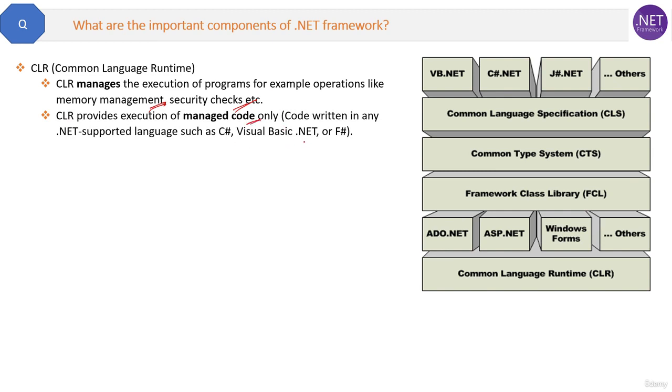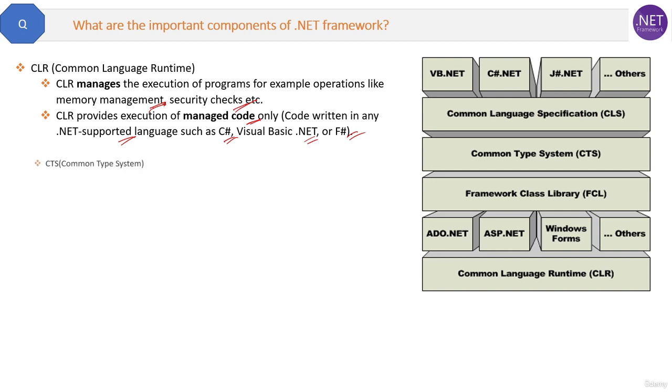What is managed code? Code written in any .NET supported language such as C#, VB.NET or F# is called managed code. Then what is the unmanaged code? For example, Java language is not supported by .NET Framework, and that is unmanaged code. If you try to copy paste some Java code in Visual Studio, then it will not compile because it is not supported by the CLR. I know you will never do it, but this is just for information, okay?